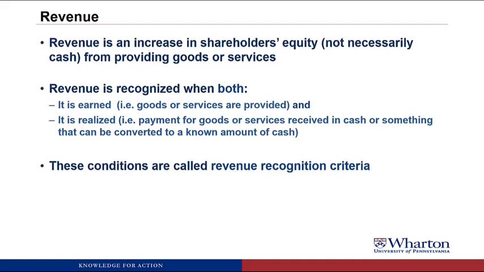For example, let's say that we make a sale to a customer, we deliver the goods to the customer, and we give the customer an invoice which has the dollar amount that they owe us and a time period in which they have to pay us. We've satisfied the first criteria because we delivered the goods to the customer, and we satisfied the second criteria, realized, because even though we haven't gotten cash, we have something that can be converted to a known amount of cash, and that's the invoice which has the dollar amount on it. So in this case, we could book the revenue even before we get the cash. And what we would do in this case is create an accounts receivable for what the customer owes us.